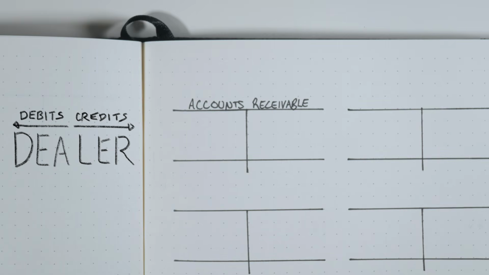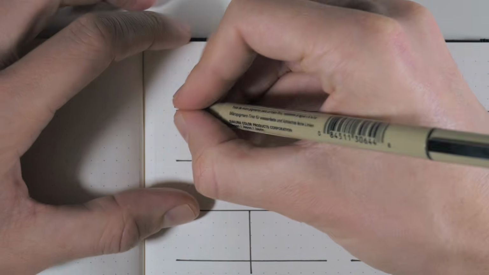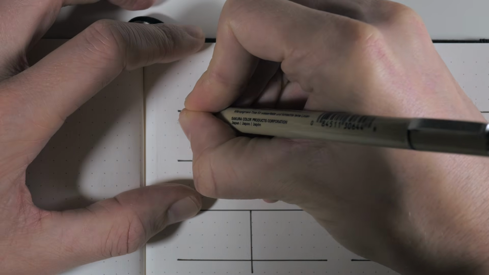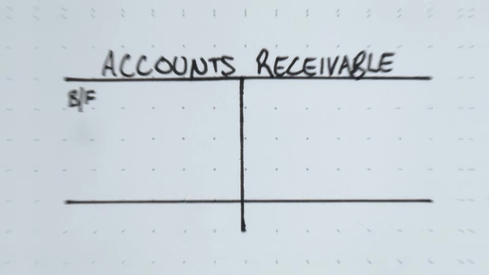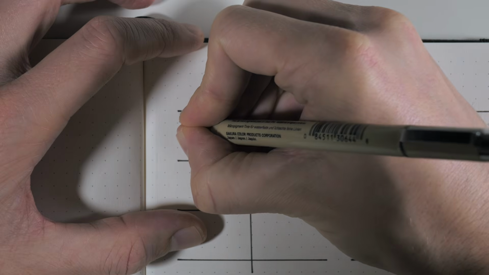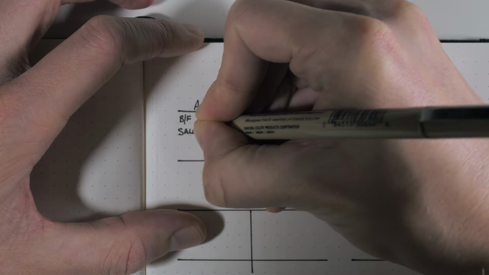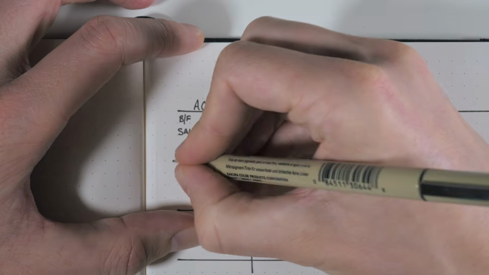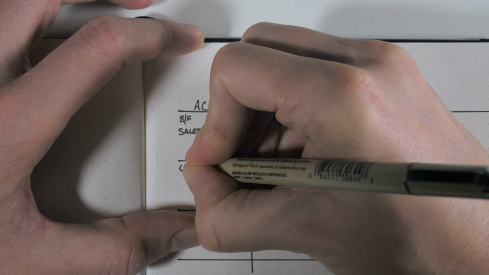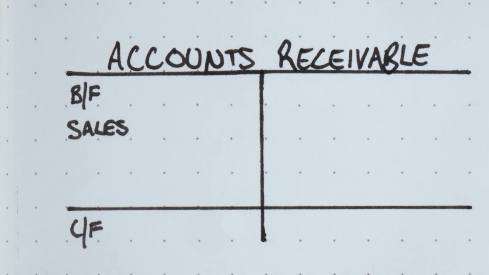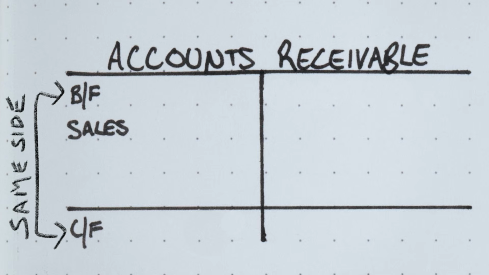Accounts receivable is an asset, which is the A in DEALER, so it's a normal debit account. That means our opening balance, or our balance brought forward, goes on the left side of the T account because debits always go on the left. The accounts receivable balance increases as we make revenue because when we credit sales, we debit accounts receivable. So sales go on the left side as well. And finally, the closing balance, or the balance carried forward, also goes on the left because it's a normal debit account. Opening and closing balances for normal debit and credit accounts should always be on the same side as each other.